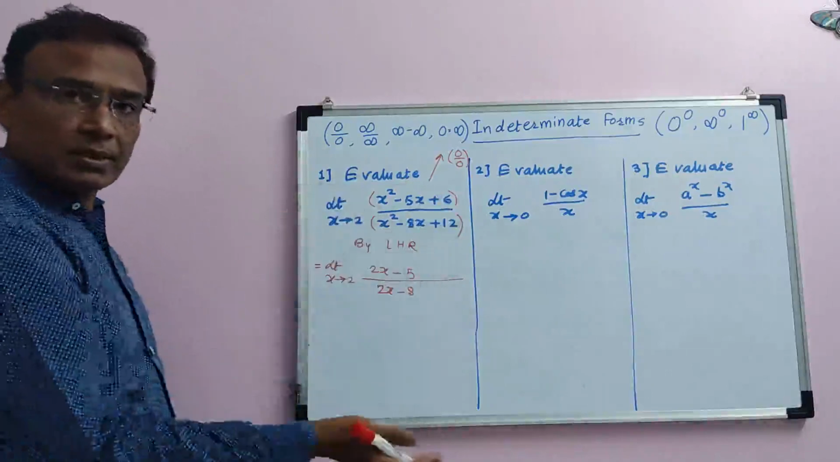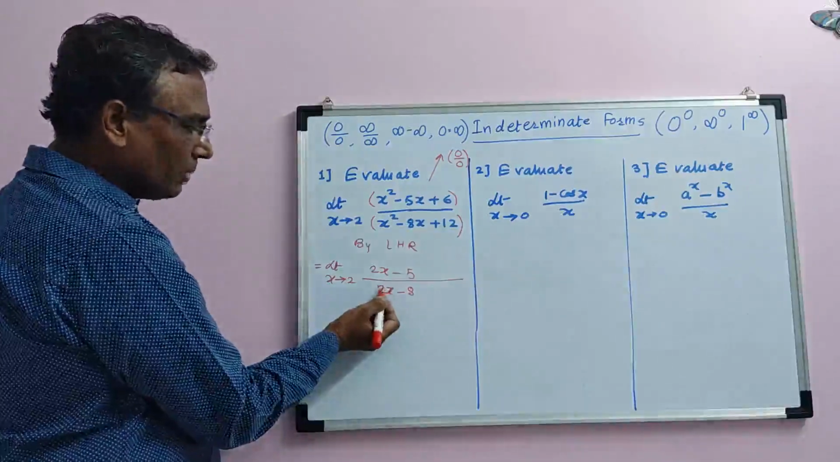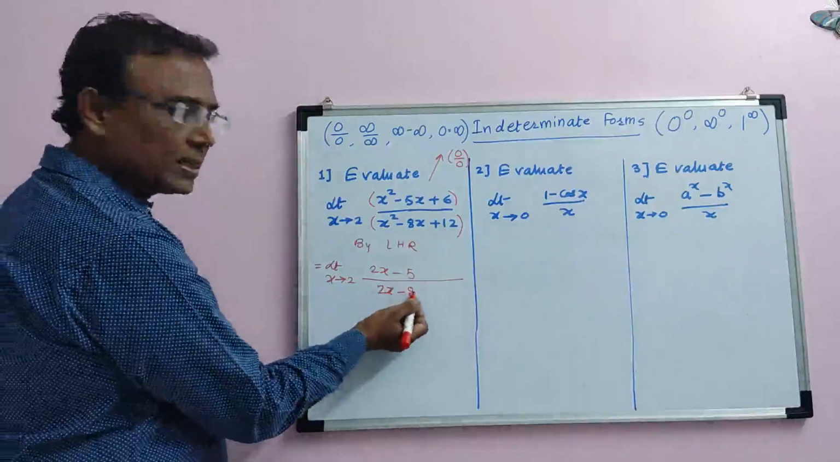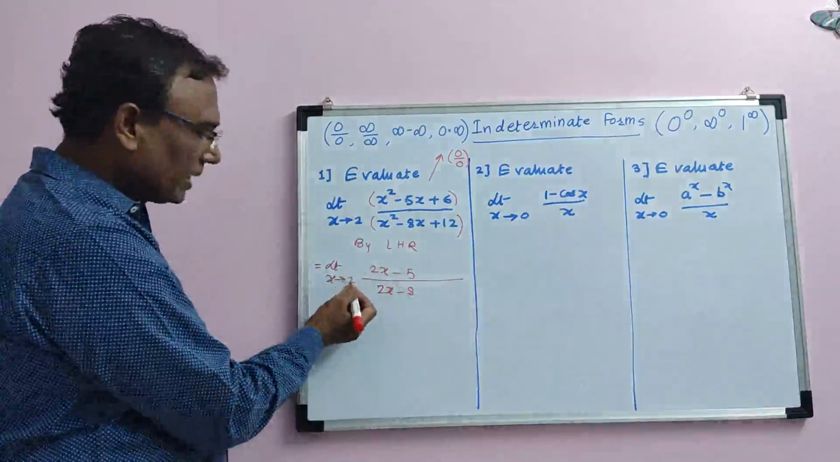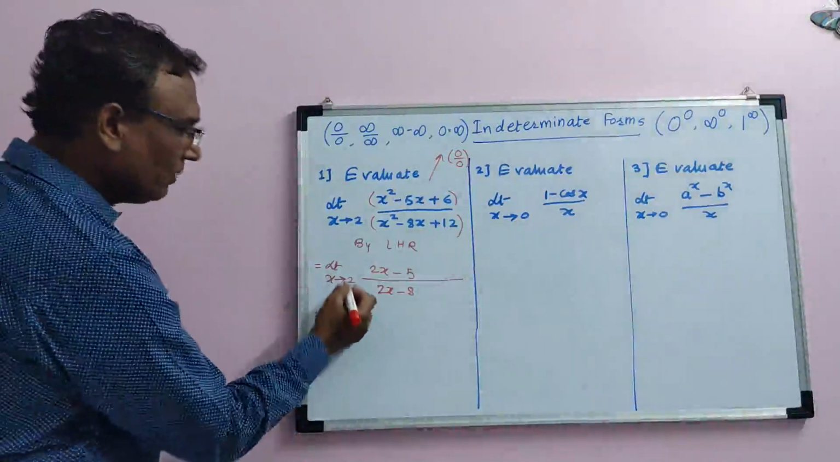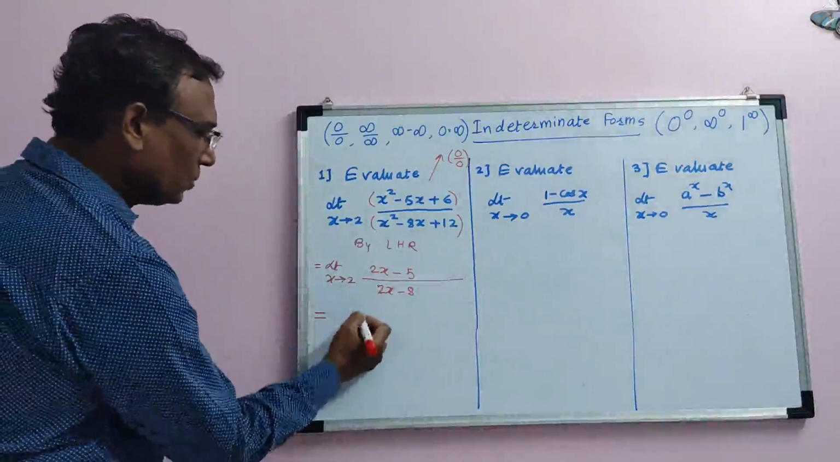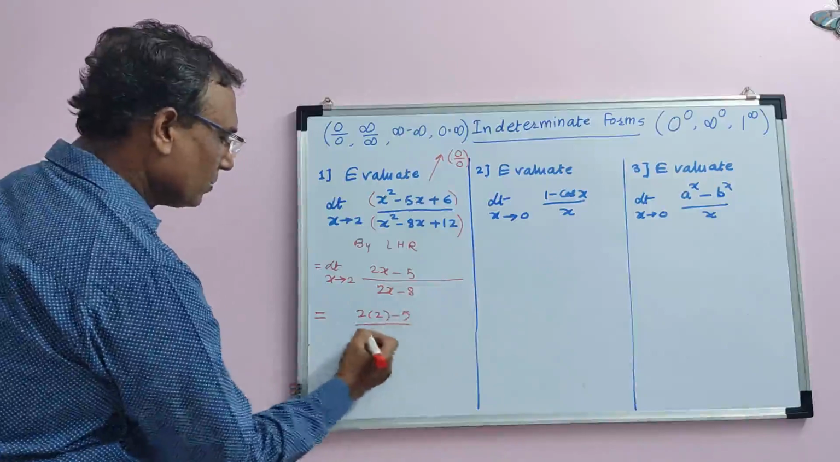Now again the same thing you have to do. Put x equal to 2. If you put x equal to 2, 2 into 2 is 4, 4 minus 8 is minus 4. In the denominator we are not getting 0. So by putting x equal to 2 in this step, I have to substitute the value of x.